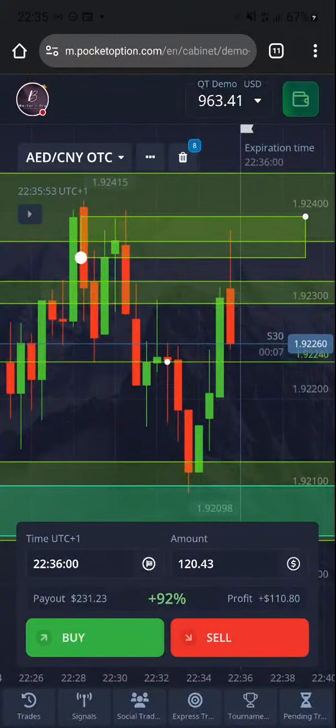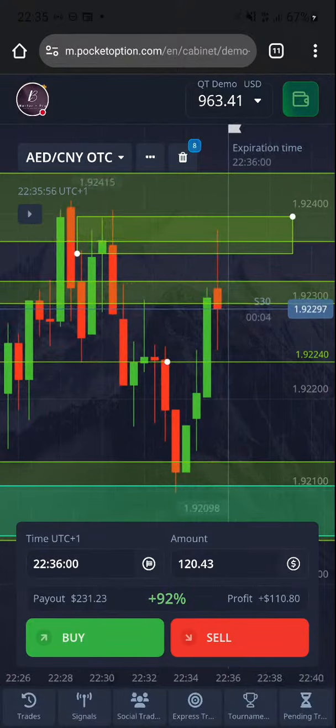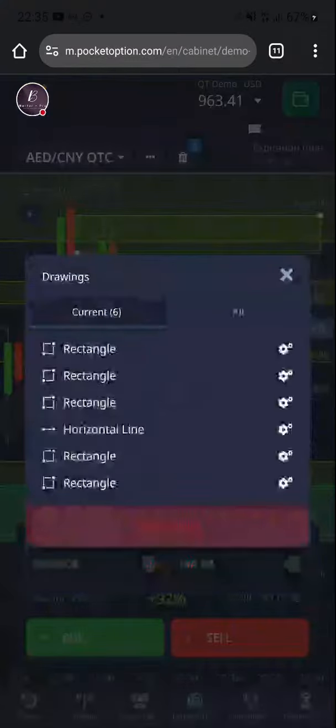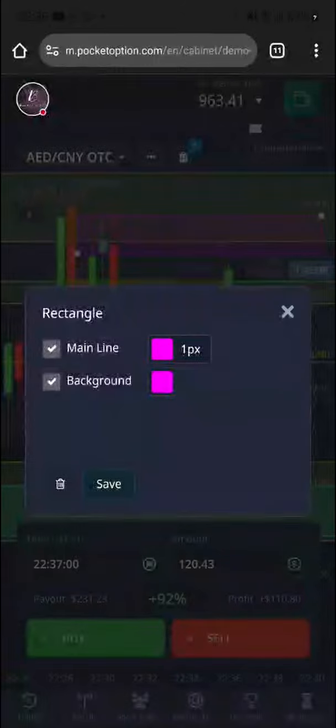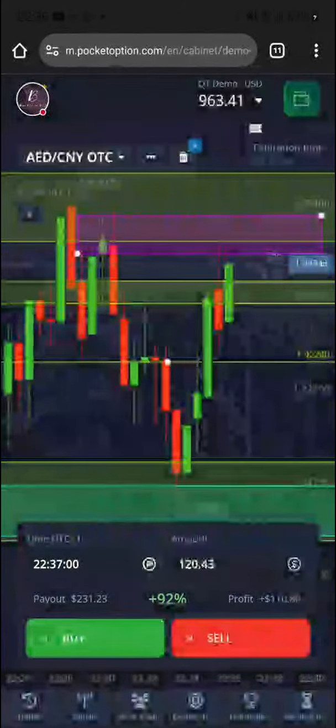Price just rejected from that entry right now. Look at the entry here. And price has rejected from the entry. If I had checked it earlier, it would have been nice.